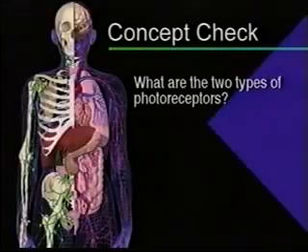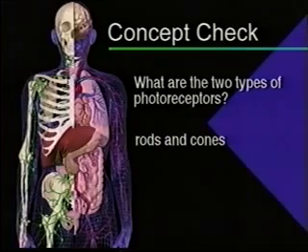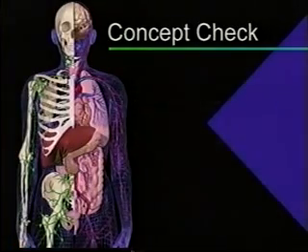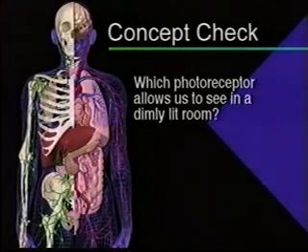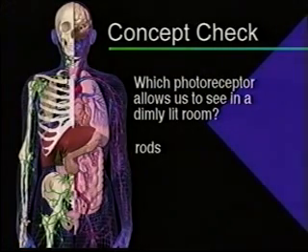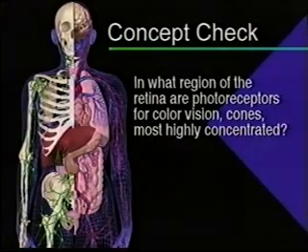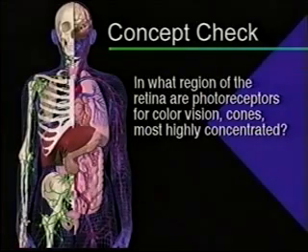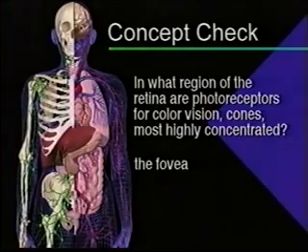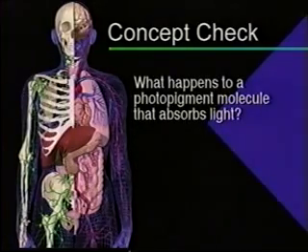Let's pause now for a concept check. What are the two types of photoreceptors? Which photoreceptor allows us to see in a dimly lit room? In what region of the retina are photoreceptors for color vision, cones, most highly concentrated? What happens to a photopigment molecule that absorbs light?